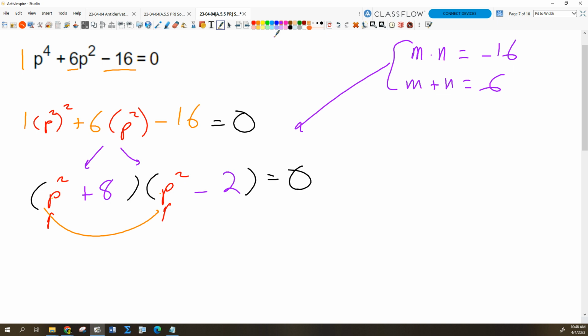Yeah, okay, right. So now I don't have to factor these anymore because now both of my factors are squared or smaller. Yep.